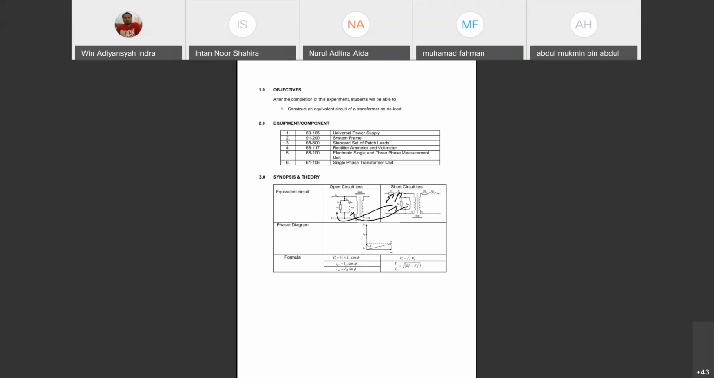That's all for the equivalent circuit for the short circuit of the transformer. That will be for lab 4. Any questions so far?